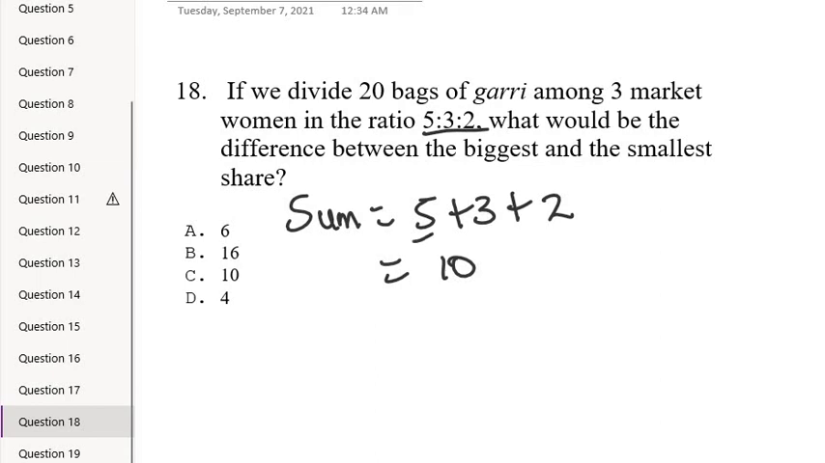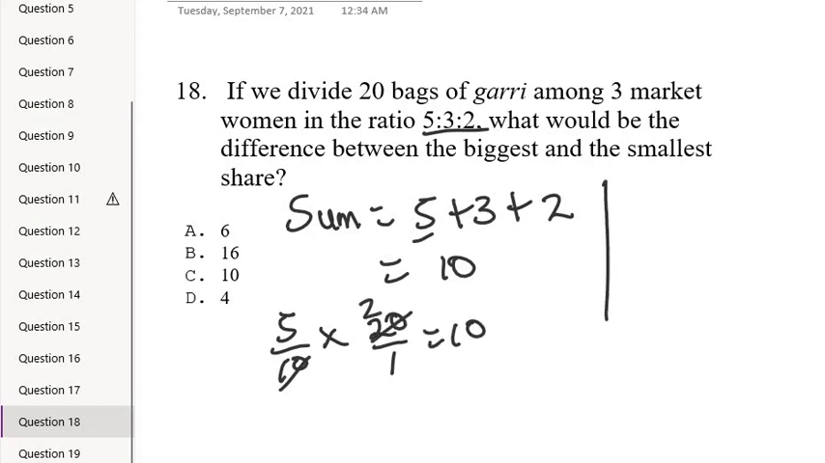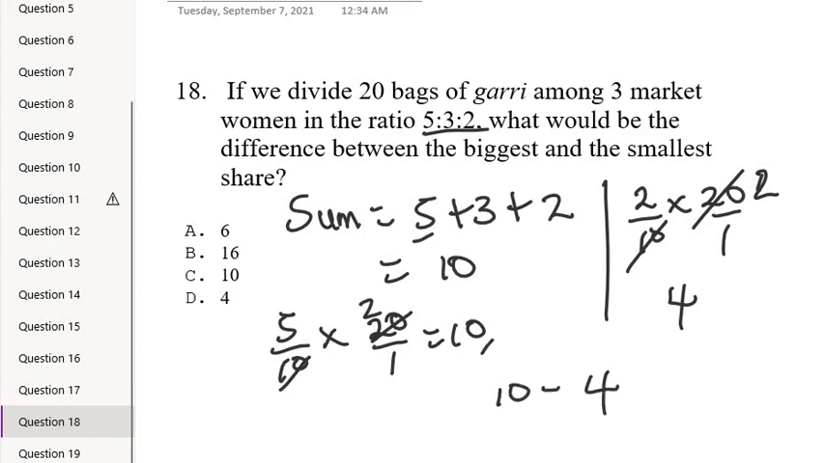The highest here is 5. So the highest we get is 5 out of 10 times the amount, which is 20 bags over 1. 10 into 20 is 2. 2 times 5, the highest we get 10. The lowest is 2. The lowest we get 2 out of 10 times 20 bags of garri over 1. 10 into 20 is 2. 2 times 2 is 4. The question says, what would be the difference? The difference would be the highest, which is 10, minus the lowest, which is 4. 10 minus 4 is 6. So the right answer is A.